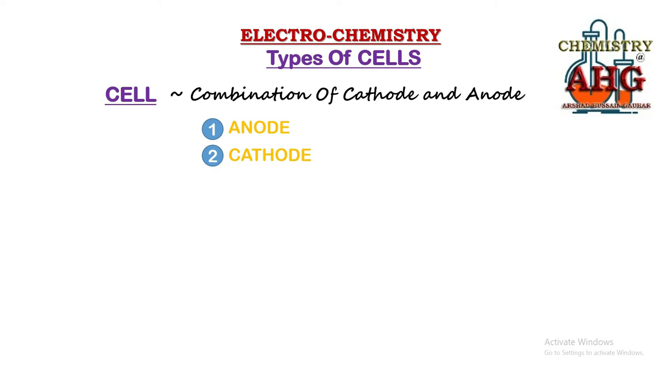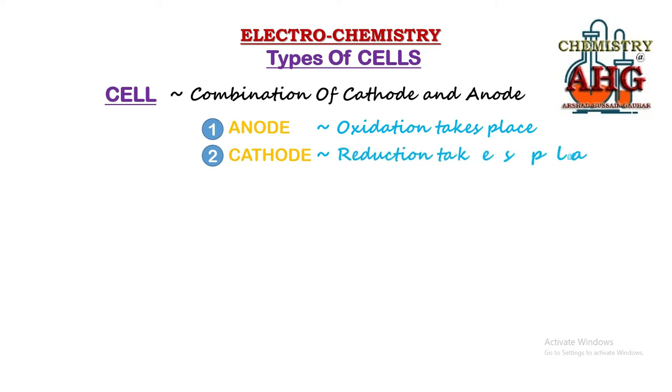The best definition, the best difference between anode and cathode is with respect to the process. What is that? Look at this. Anode is the electrode at which always oxidation takes place. And the electrode at which always reduction takes place is known as cathode.